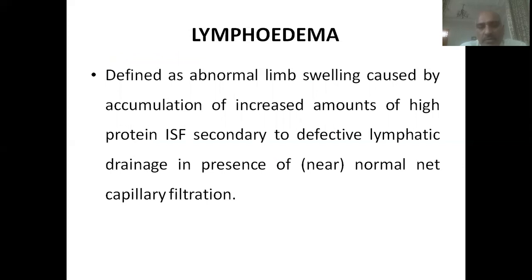Now we come to lymphedema, which is the picture I showed you earlier. Lymphedema is an abnormal lymph swelling caused by accumulation of an increased amount of high-protein fluid in the interstitial compartment, secondary to defective lymphatic drainage in the presence of near normal net capillary filtration. That is, capillary filtration at the terminal end is going normally, but from there onward, either channels are not there or channels are defective. Now, what are those defects? We come to that.